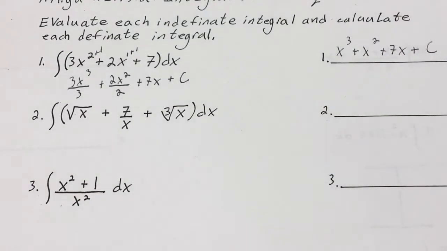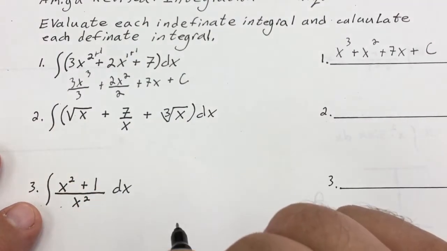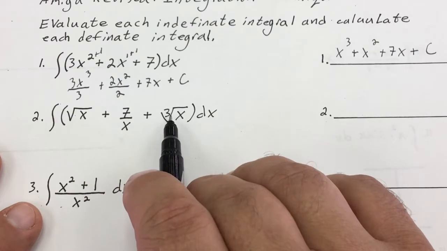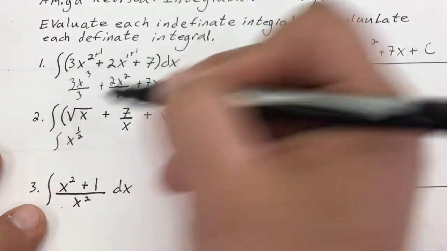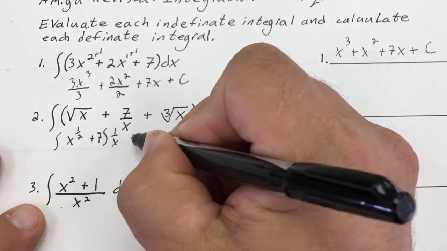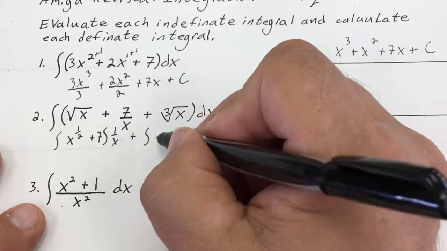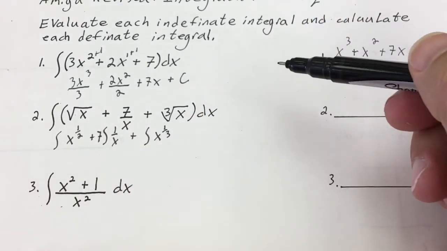A little bit more involved. I'm going to rewrite this in exponential form. So this is going to give me the integral of x to the 1/2 plus the integral 7 times 1 over x plus the integral of x to the 1/3. I should have a dx after each of these, but I'm going to hang out with that.